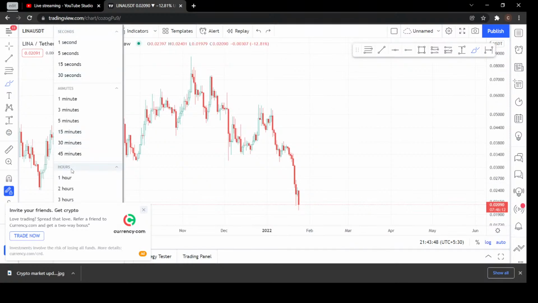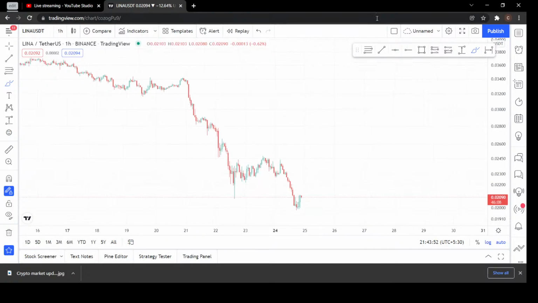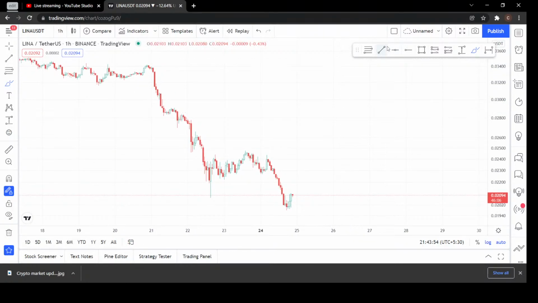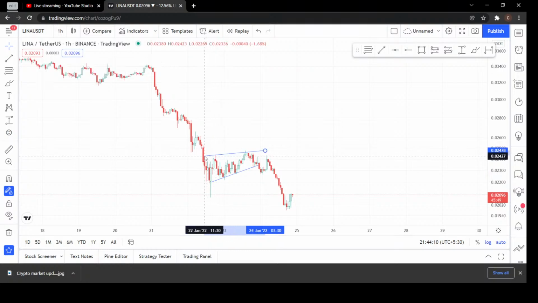If you go to just 1 hour to analyze what is happening on the lower time frame and what the price action is doing, some people like to see the patterns here. So you will see, you can make it like this. You can make it like this. People would have called it a bullish flag, or people change it like this also, a rising wedge pattern.